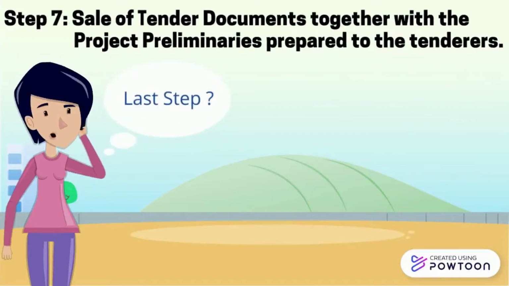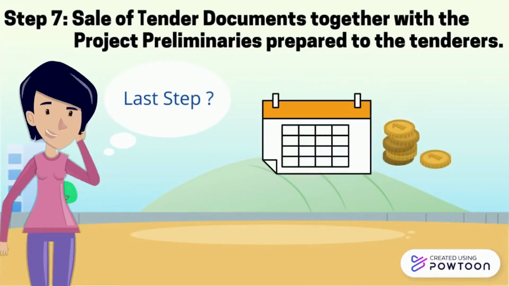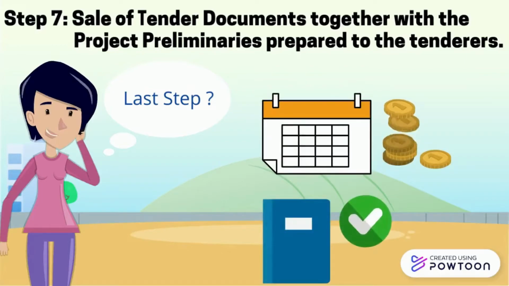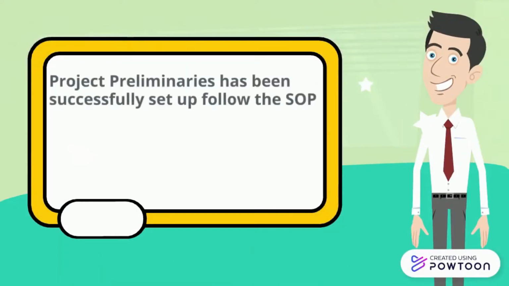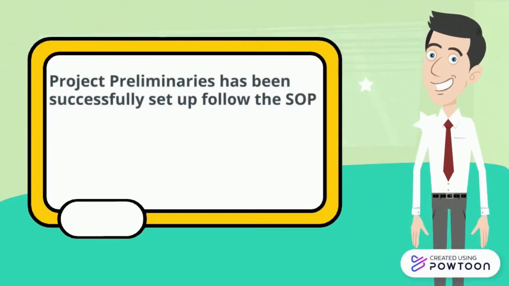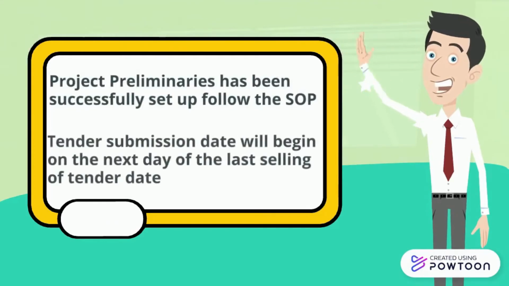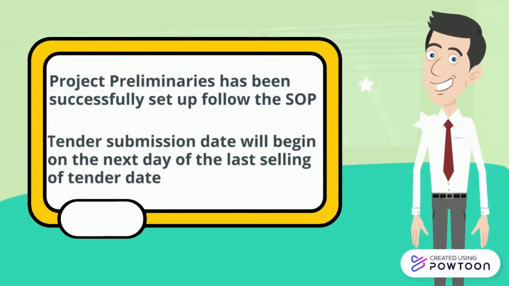The last step of SOP will be ended during the selling date of tender documents. Before the selling date of tender documents, project preliminaries shall be already prepared. Only during this stage, it is deemed that the project preliminaries has been successfully set up following all the standard operating procedures, SOP, prepared by their company. Generally, the tender submission date will begin on the next day of the last selling of tender date and is due according to the company's instructions.